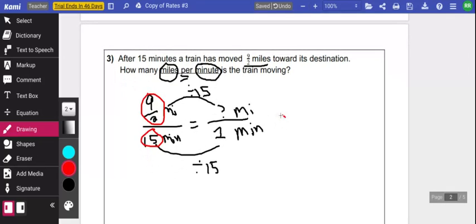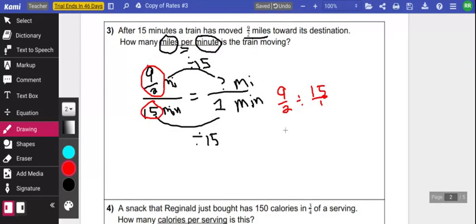Okay, so I have top number 9 halves, and I'm dividing this by the bottom number of 15, or 15 over 1. So I'm dividing by a fraction. That tells me I can multiply by the reciprocal, or I can use KFC, right? Keep the first fraction, 9 halves, flip the second fraction to be 1/15, and then I change from division to multiplication. I look and see, can I cross simplify? What about 9 over 15? Well, 9 and 15 are both divisible by 3, so I can divide them both by 3. 9 divided by 3 is 3. 15 divided by 3 is 5.